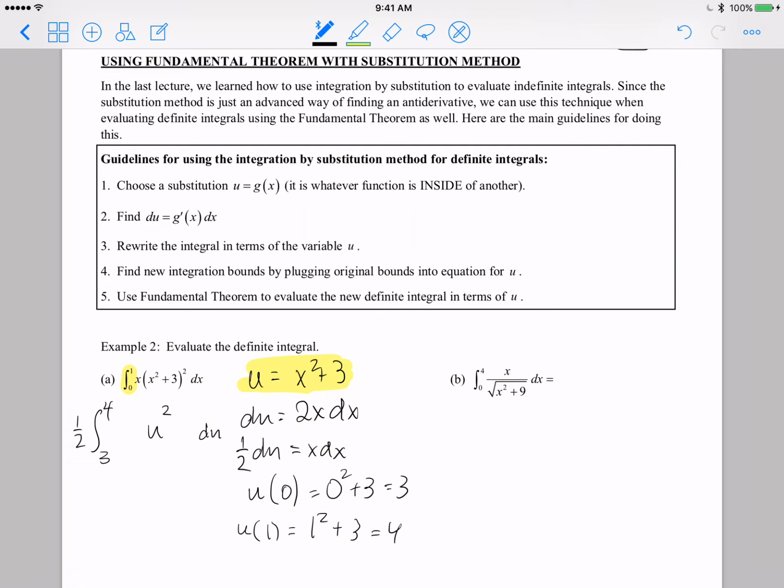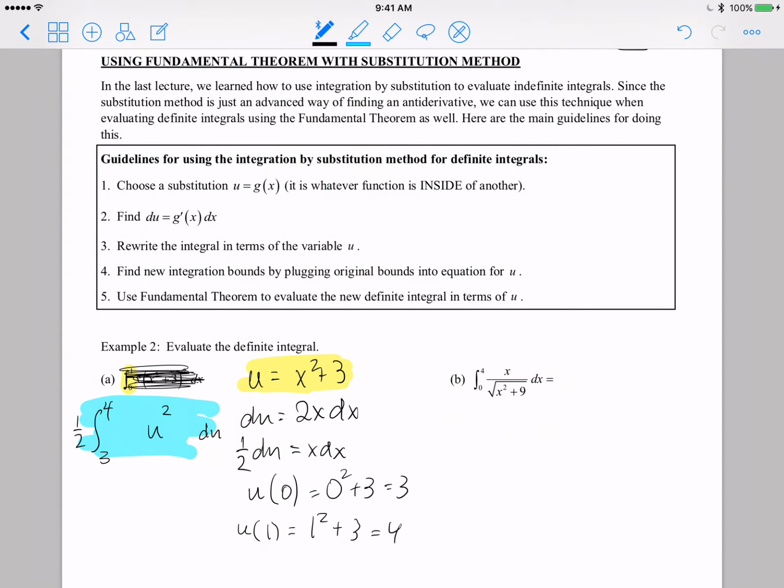Okay, now that I am here, I'm going to do this in a different color. Now that I am here, this is the problem that I am now trying to solve. This problem is now completely irrelevant. So everything to do with x just kind of goes away, and now I am trying to solve this problem, 1/2 the integral from 3 to 4 of u squared du.